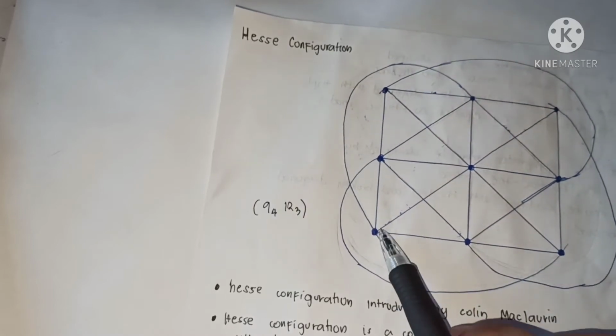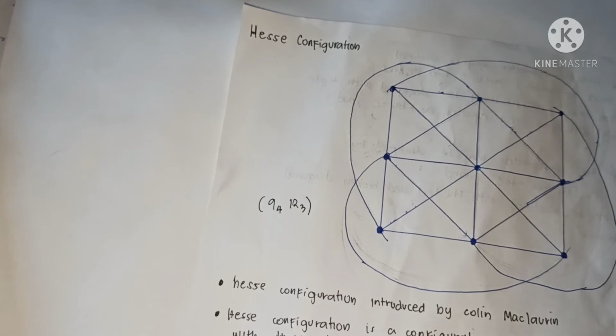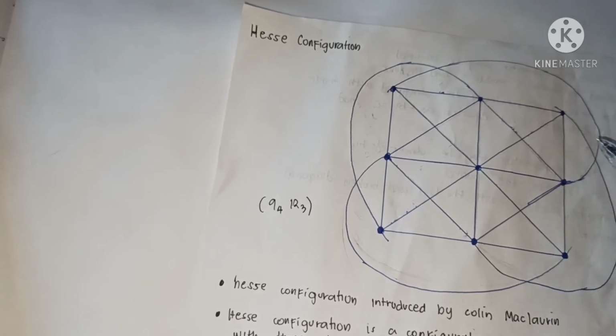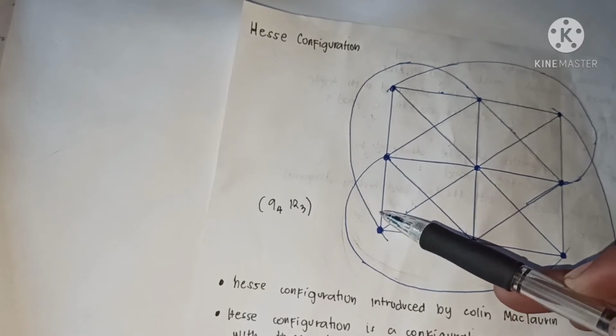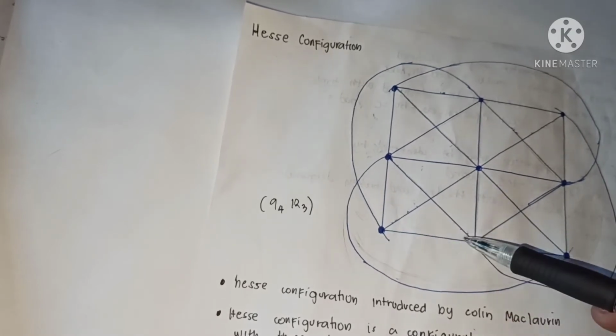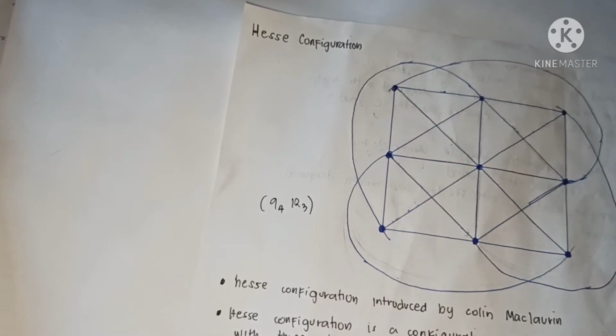Line 1, 2, 3, and so on. And through each point, there are 4 lines: point 1, 2, 3, 4, with 4 lines each, and so on and so forth.